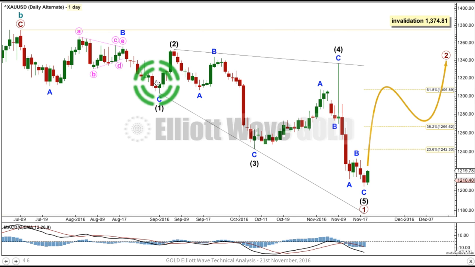Within a leading diagonal, subwaves 2 and 4 must subdivide as zigzags. Subwaves 1, 3 and 5 are most commonly zigzags, but sometimes they may also appear to be impulses. In this case, they're all the most common structure, zigzags. So that's why you see this third wave labelled ABC. That's the only structure in which a third wave will be labelled as anything other than an impulse. Within a diagonal it will be.